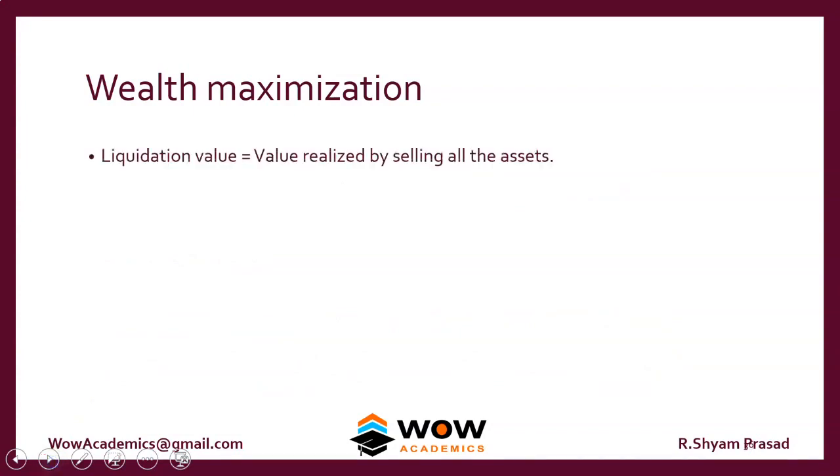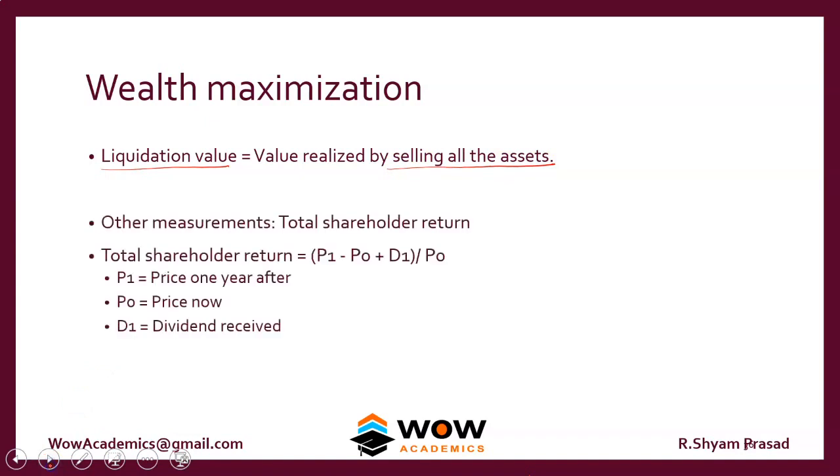Wealth maximization can also be liquidation value, the value that is realized by selling all the assets. Of course, companies are not trying to sell their assets. And there are other ways to measure wealth maximization. One very important formula from your exam point of view is total shareholders return. That is the price after 1 year, minus the price of today, plus the dividend that you will get within this year, divided by the price at which you have bought.